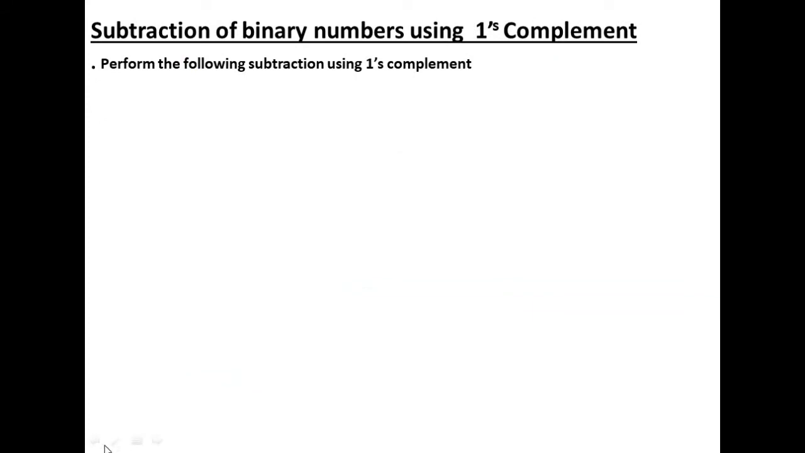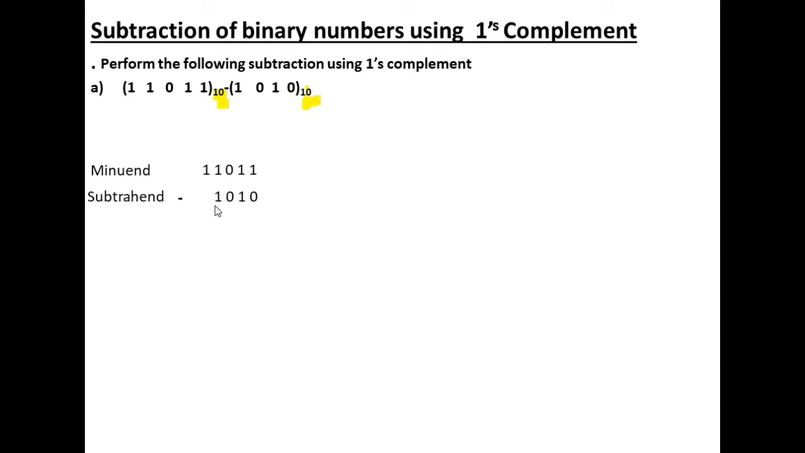Now let us take one more question of subtraction of binary numbers using one's complement. Here we have taken numbers directly in binary. The base is binary. It is wrongly written 10 over here. So the base will be binary here. The two numbers are 11011 minus 1010. So the minuend is 11011. The subtrahend is 1010. Now we are subtracting these two numbers.